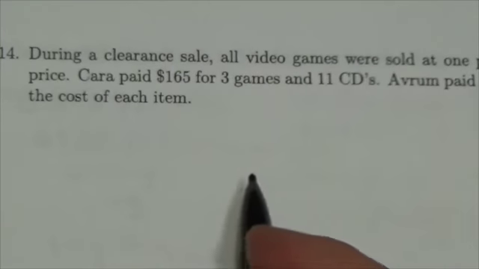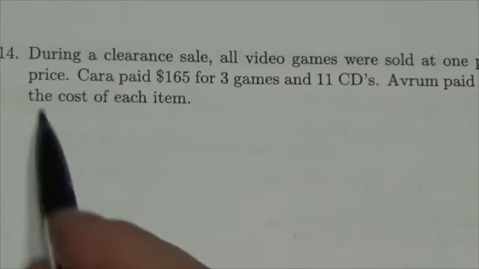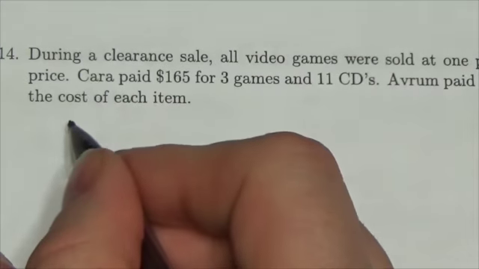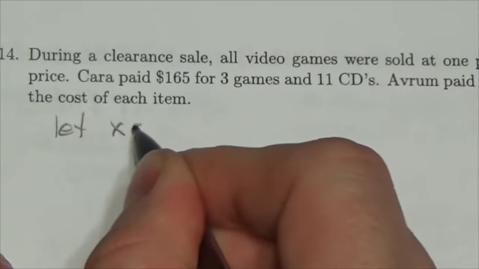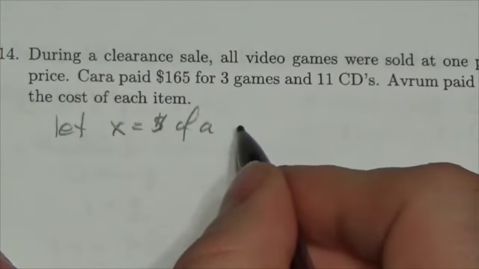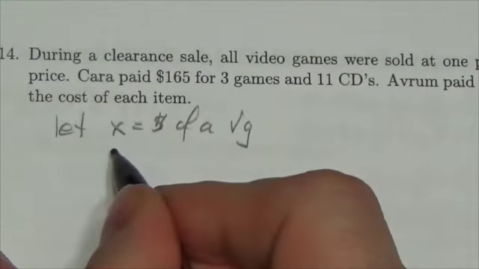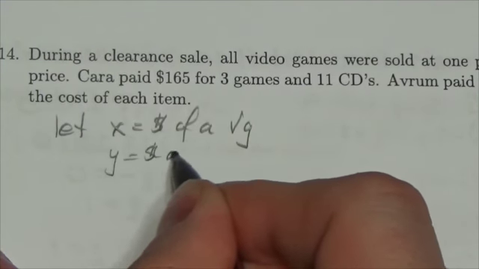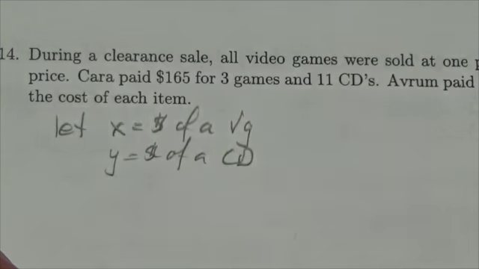We want to figure out the cost of each item. So this is the unknown here. So let's let, again, we'll use X and Y because it's just easy. Let's let X be the cost of a video game, and we'll let Y be the cost of a CD.